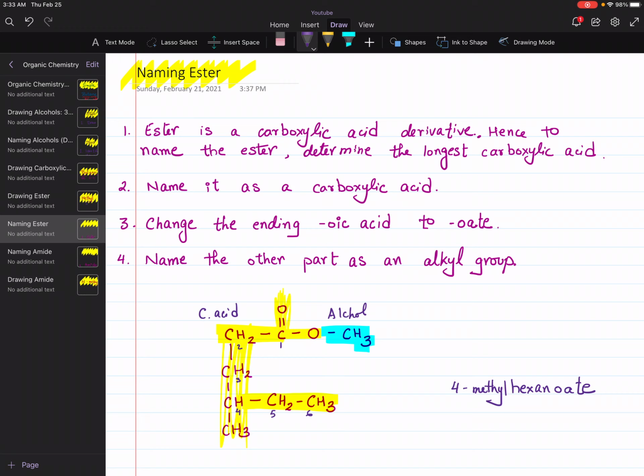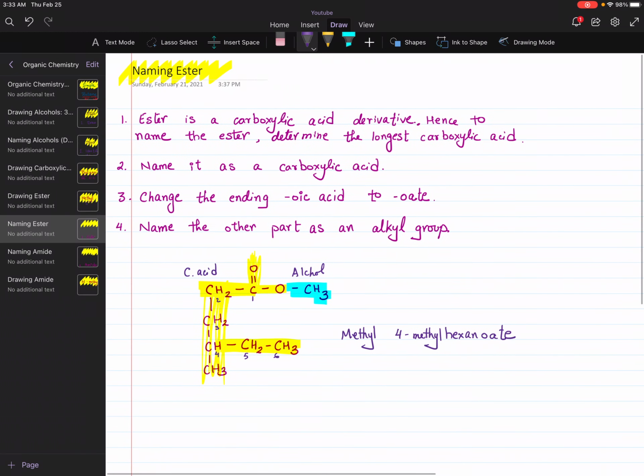Once we have that piece ready, now we can name the other part of the ester. The other part of the ester is named as an alkyl group in front with a space between the two parts of the name, and the other part is a methyl group. So we will have a methyl, and a space, and then 4-methyl hexanoate. So the full name of this ester is going to be methyl 4-methyl hexanoate. And that's how we name esters.